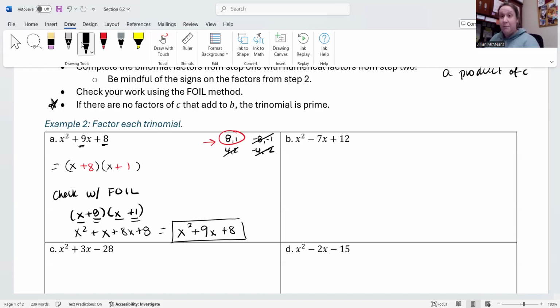So again, we're looking for that magic pair of numbers that multiplies to give us the constant and simultaneously adds to give us the coefficient of x. Okay, let's look at the next example.